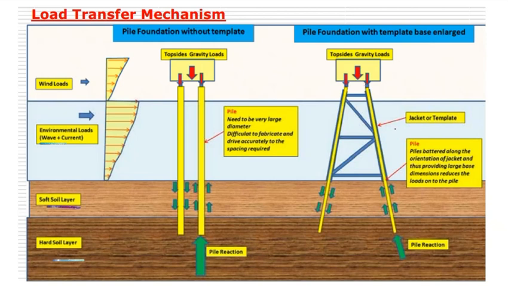So we need a pile foundation that is template based, like this jacket template. We put the piles battered along the orientation of the jacket, providing a large base and reducing loads. Here there will be a lever arm, so it will have more resistance. That's why it is sometimes put in a batter system. The base will have a larger width, so it can provide better stability as well as savings in price.